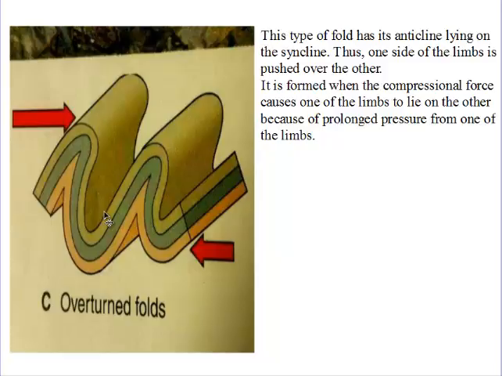It is formed when the compressional force causes one of the limbs to lie on the other because of prolonged pressure from one side of the limbs. So here you will see that prolonged pressure from this side is causing the anticline to fall on the syncline here. So such folds are known as overturned folds.